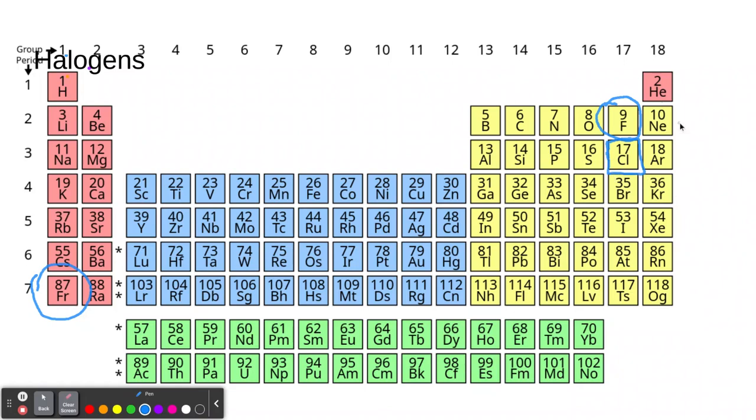And we talked about the nobles, they're inert. Let's spell that right. They are inert. Now, I did mention that krypton can react with fluorine and oxygen at cold temperatures. So there are some exceptions to that rule. All right, that's our lesson today.